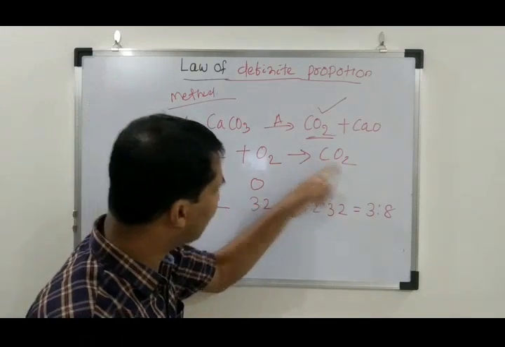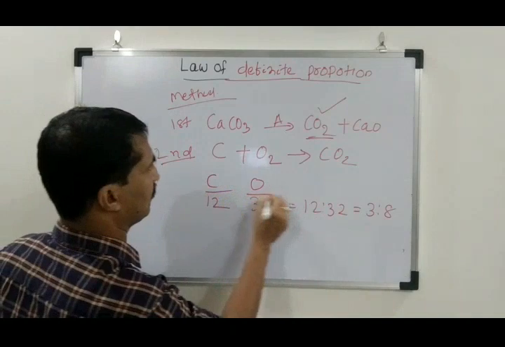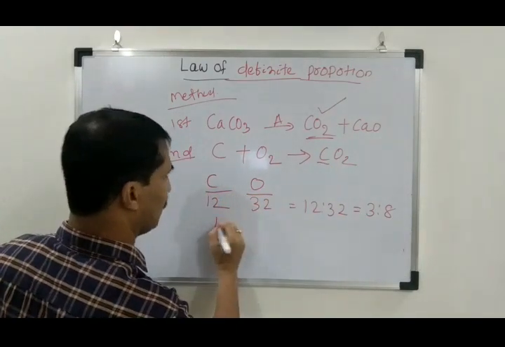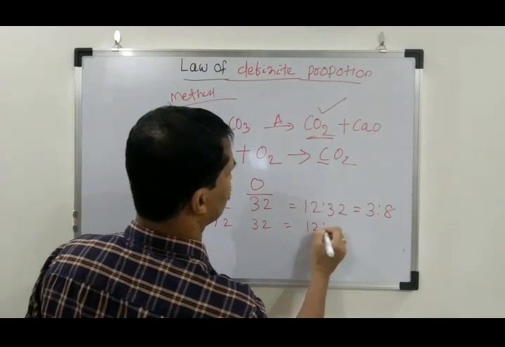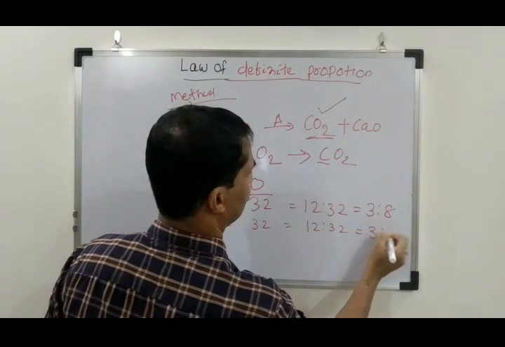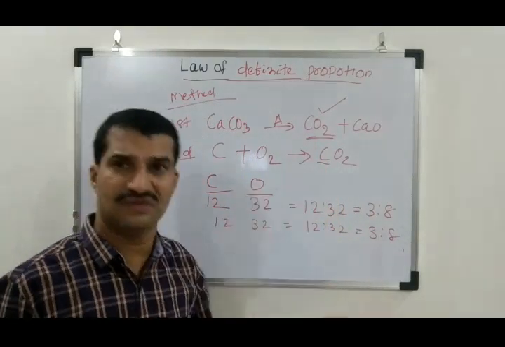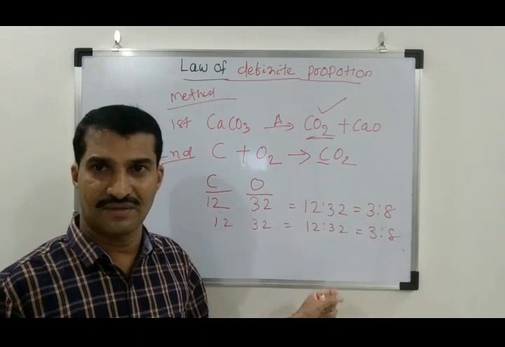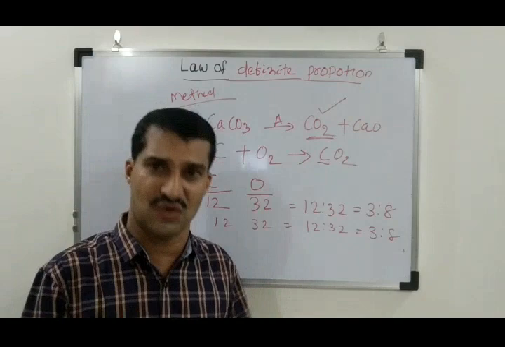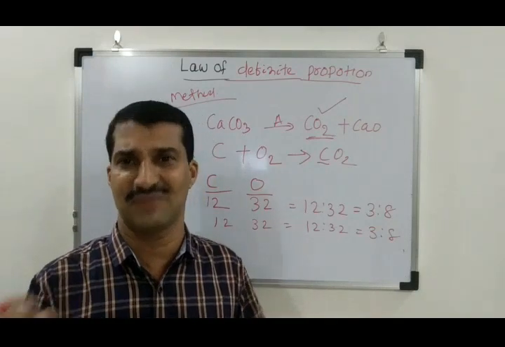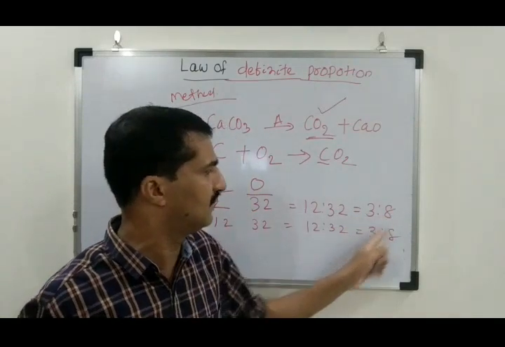If I take the second example, this is also another method of preparation of carbon dioxide. Here also, if I see the ratio of carbon and oxygen, again I will get 12 only. Here also 2 into 16 is 32 only. So here also 12:32, so 3:8. So I have taken 2 different methodologies of preparation of carbon dioxide, but in both cases, the composition of carbon and oxygen in the carbon dioxide makes the same ratio. Both cases the ratio is the same. The ratio of their masses is the same, 3:8, 3:8 only.